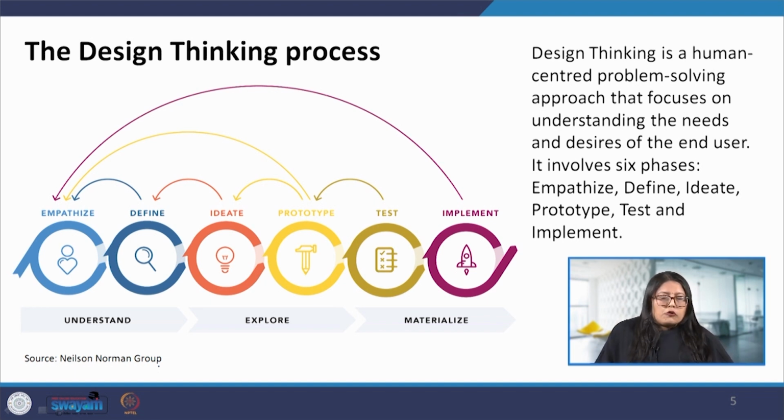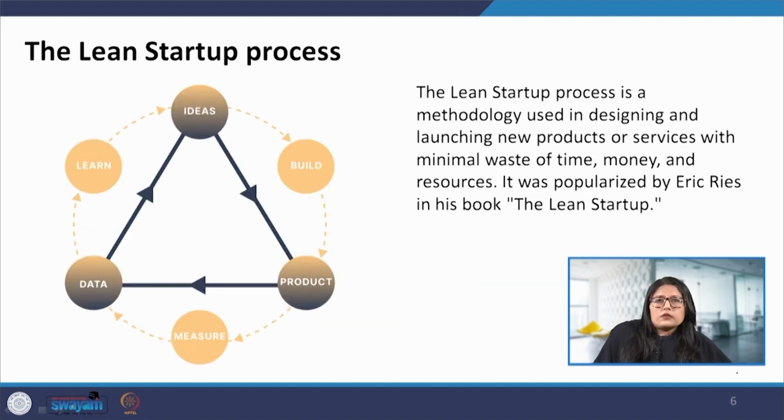And finally, in the test stage, we will check for any flaws or any problems or any gaps that have still been left unaddressed. And finally, then we implement the solution. So, another method that we use is the lean startup process. This lean startup process usually has three steps. The first is build, second is measure, and third is learn.